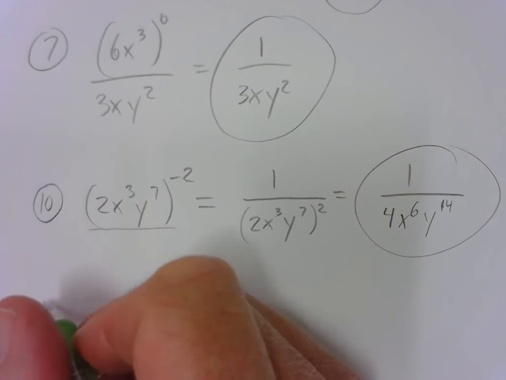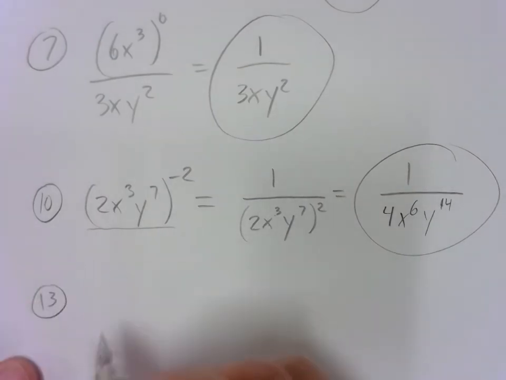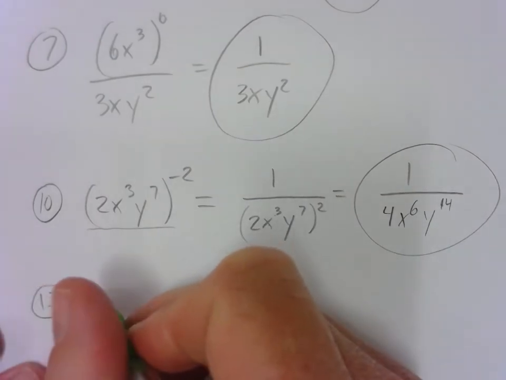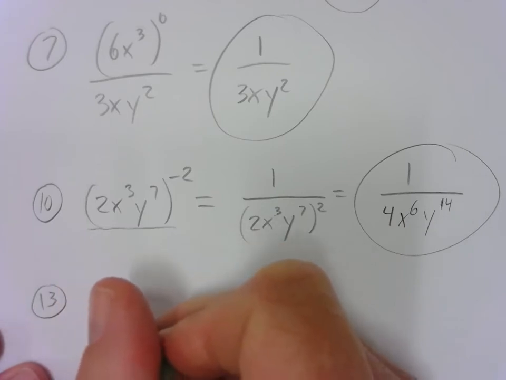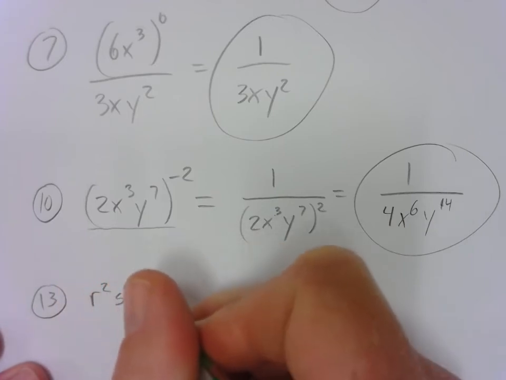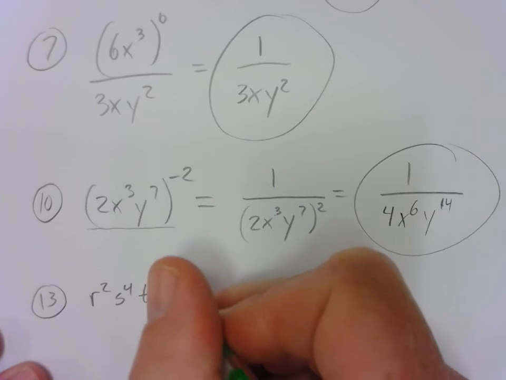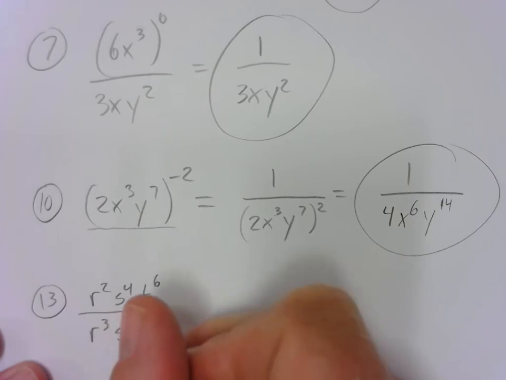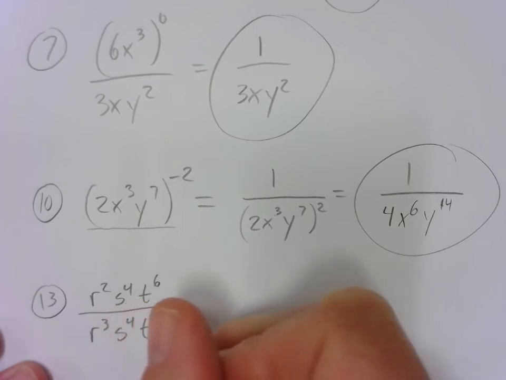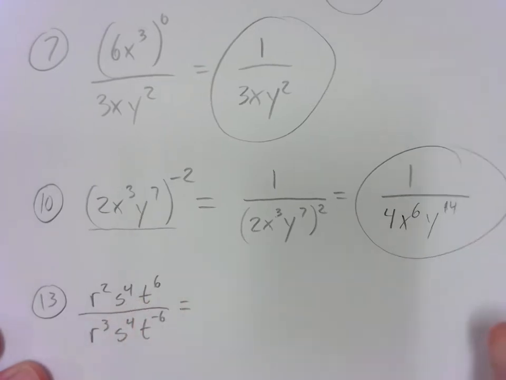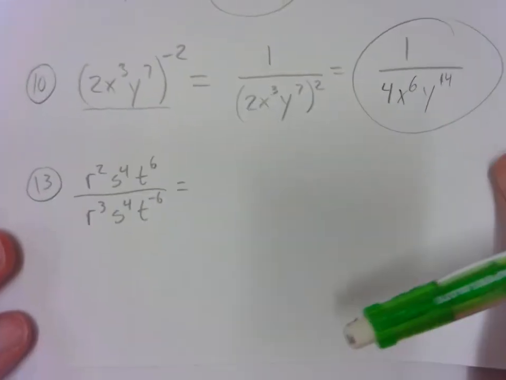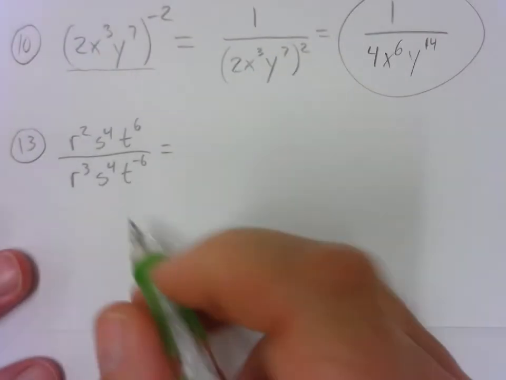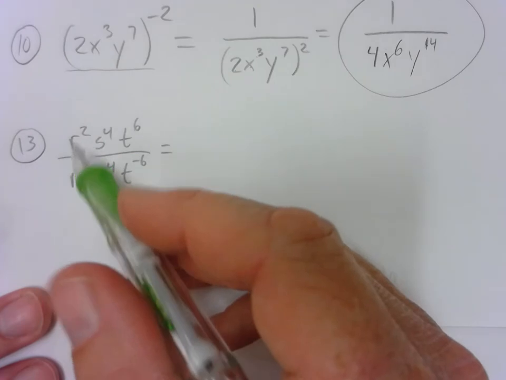The next one after this is number 13. Number 13 is r squared s to the 4th t to the 6th over r to the 3rd s to the 4th and t to the -6th. So what we're going to do with this one is we're just going to go right through it, and we're going to be doing the division, right?